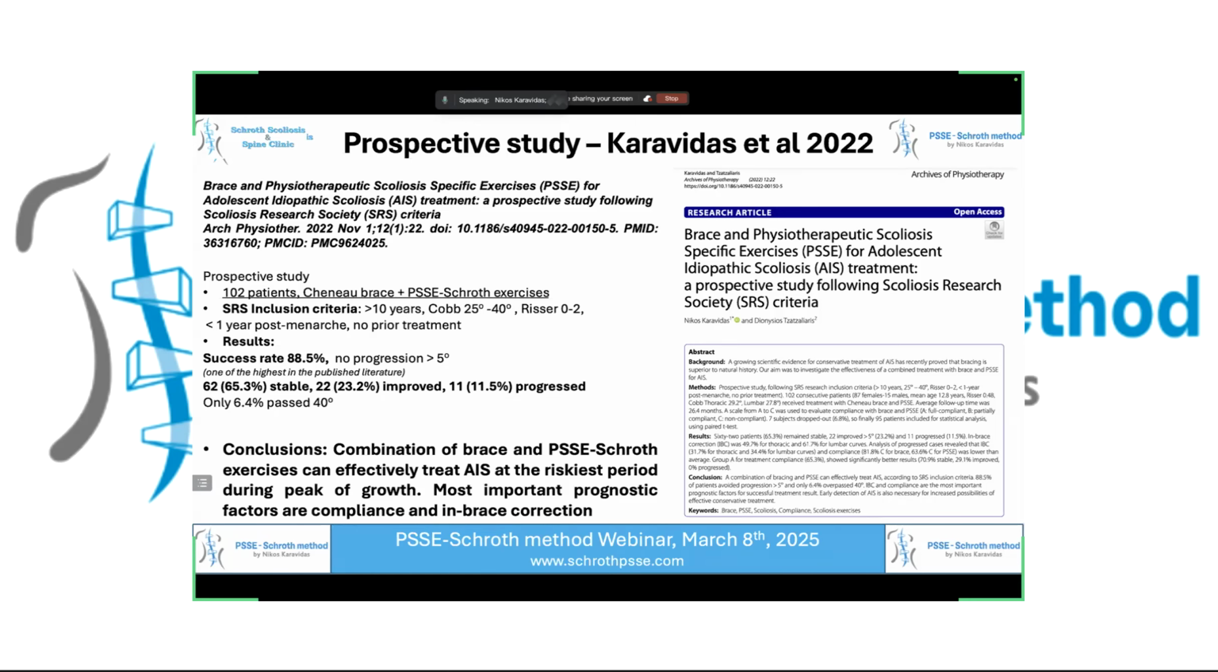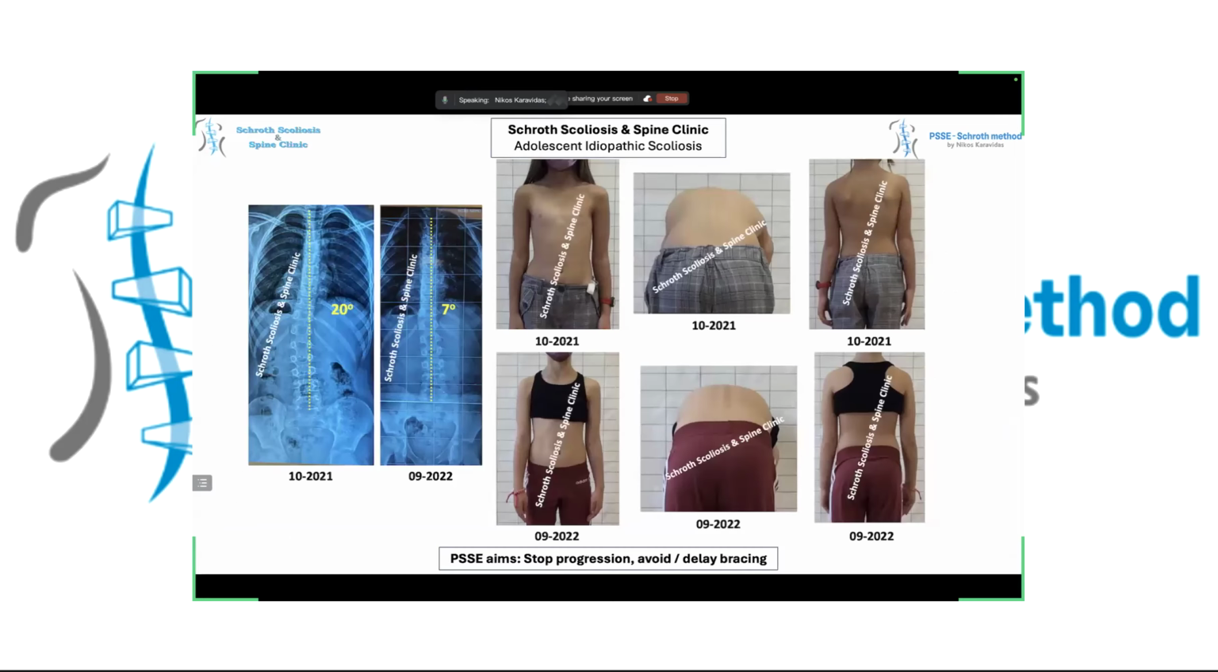So it seems that the combination of brace and our exercises can effectively treat scoliosis at the riskiest period during the peak of growth. Obviously, the most important prognostic factors are in-brace correction and compliance. And now I would like to share some of the results that we have in our clinic by applying the method. And I start with mild scoliosis below 25 degrees.